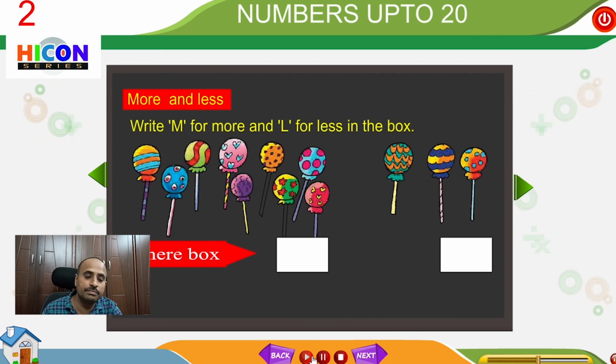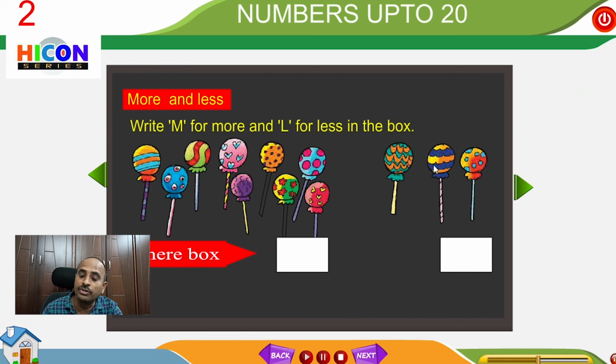So look at the picture, children. Here you are observing the pictures of lollipops. In the first picture, how many lollipops are you observing? Let us count: 1, 2, 3, 4, 5, 6, 7, 8, 9. So there are a total of 9 lollipops in the first picture.